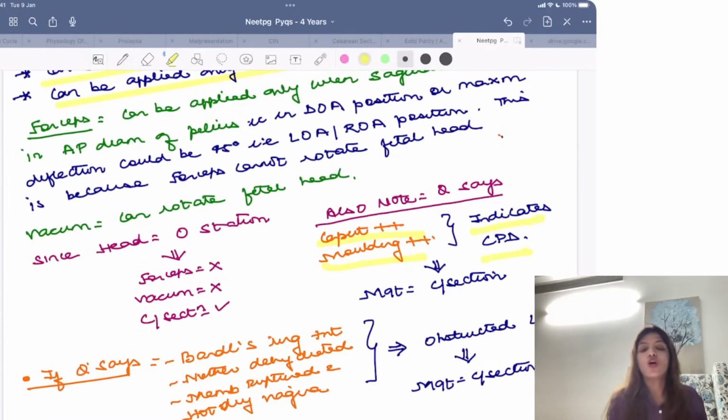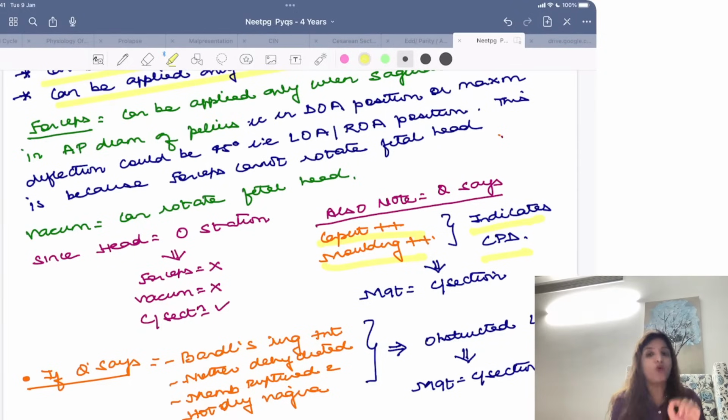Are you understanding? So please understand, read your questions very carefully. Molding and caput, both, if they have given you together, it means it's pointing towards CPD, and whenever there is CPD, you cannot apply vacuum or forceps. Vacuum and forceps cannot be applied in cephalopelvic disproportion. You have to do cesarean section. Clear to all of you?